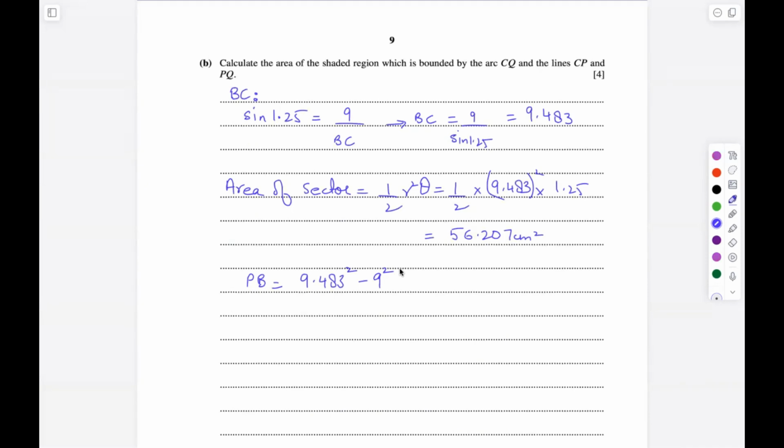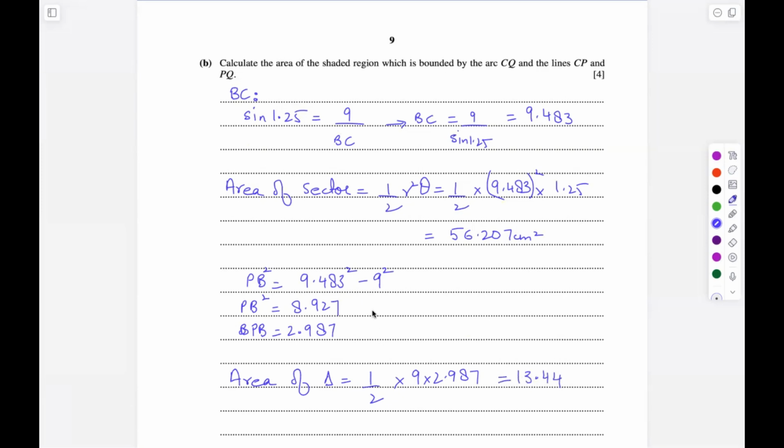So 9.483 squared minus 9 squared is equal to 8.927. So PB squared will be equal to 8.927. Taking the square root of the answer, the length of PB will be equal to 2.987. So the area of the triangle will be equal to 1 upon 2 into 9 into 2.987. So multiplying the answer by 9 and then dividing it by 2, the area of the triangle will be 13.44.